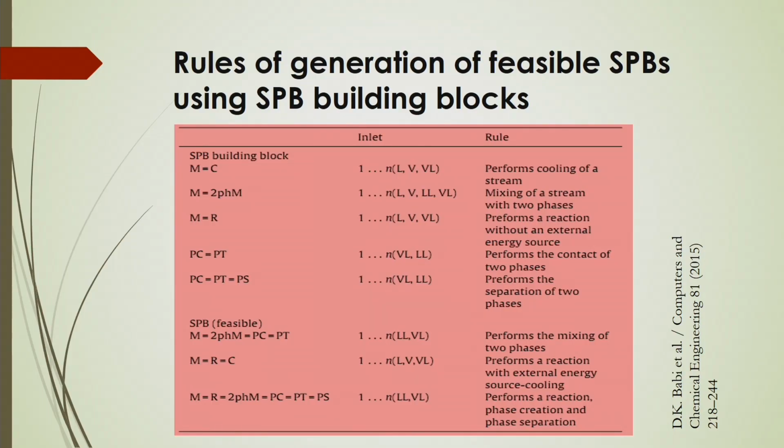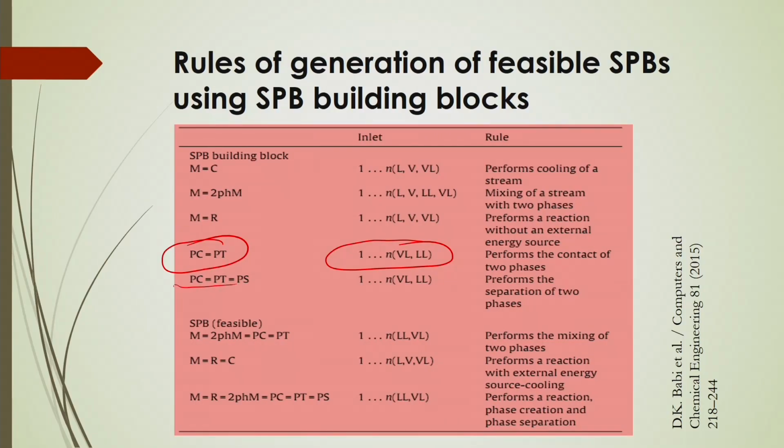Also here M is as reaction. In this case again n number of inlet streams are to be considered, like liquid, vapor and vapor liquid mixer. So in this case a reaction also is to be performed without an external energy source, and then after that a phase contact and phase transition. In this case again vapor liquid and liquid mixer are to be considered as an inlet stream, and in this case also you have to perform the contact of two phases for this phase contact and phase transition.